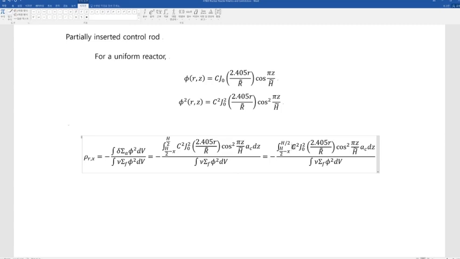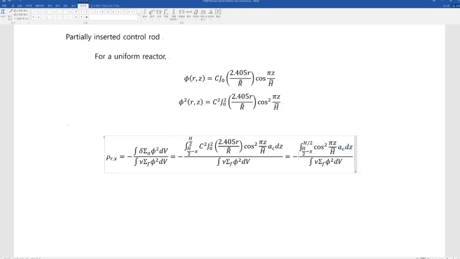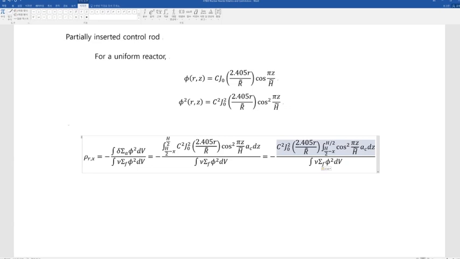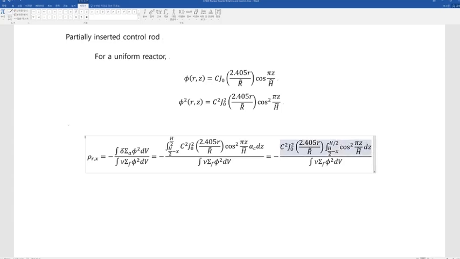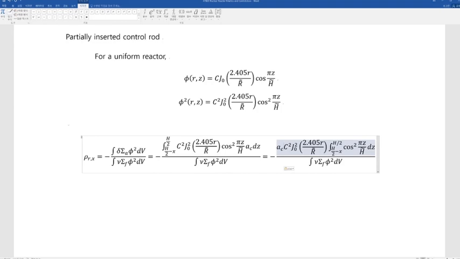So c square is constant, and with respect to z, the Bessel function is also a constant. So we take them out, and AC would be also a constant with respect to z, because the cross-sectional area does not change as z changes. So this is what we should do. They are irrelevant to the R or the cross-sectional area. It is only dependent on the depth that the control rod is inserted.